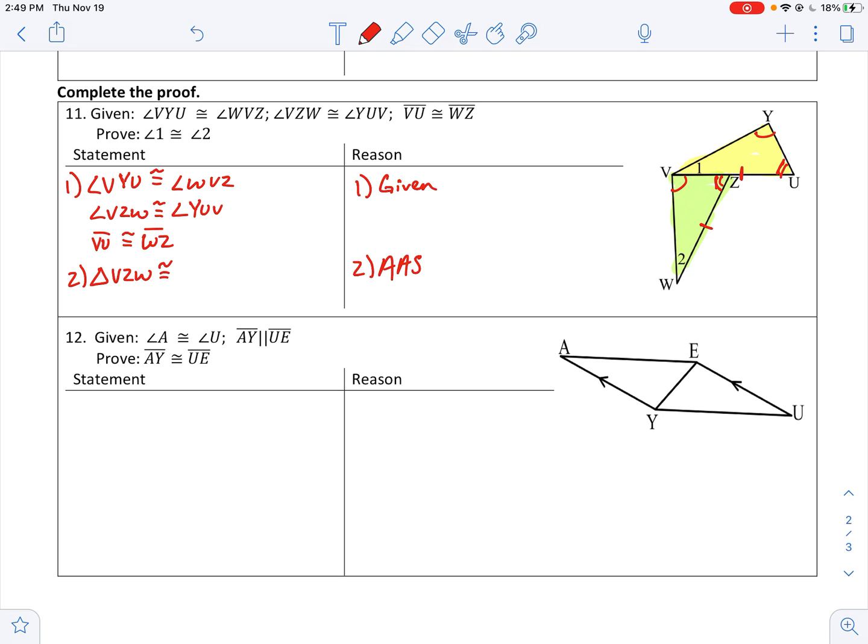So let's say that. Let's tell everybody that. VZW is congruent to YUV. And it really doesn't matter what order you put the letters in, as long as the corresponding parts match up. Okay, so I have congruent triangles, which is great. Now let's look back and see, what did they want me to prove? They said prove angle 1 is congruent to angle 2. Well, how do I do that?